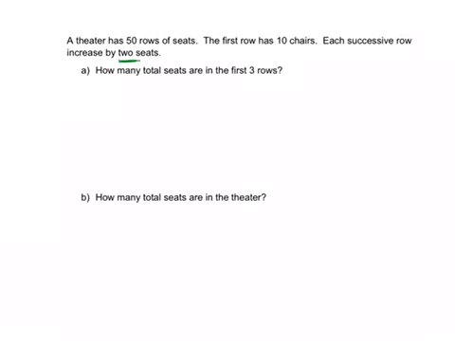So my first question: how many total seats are there in the first 3 rows? So this is easy, right? So 10. My second row should have 12, and my third row should have 14. So if we add all those 3 rows, we have 36 seats on the first 3 rows of that theater.